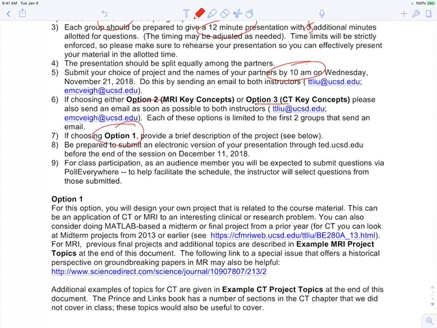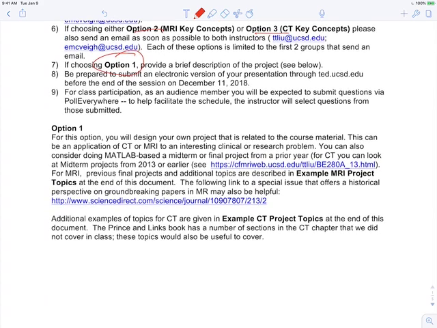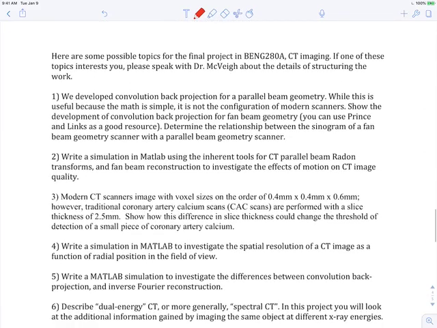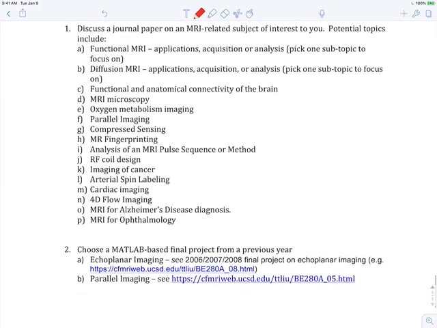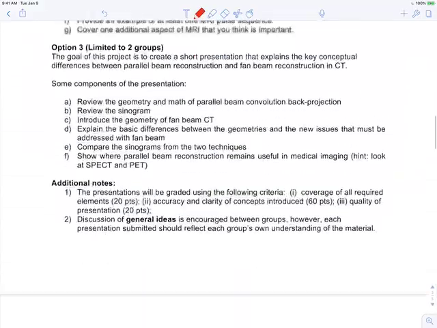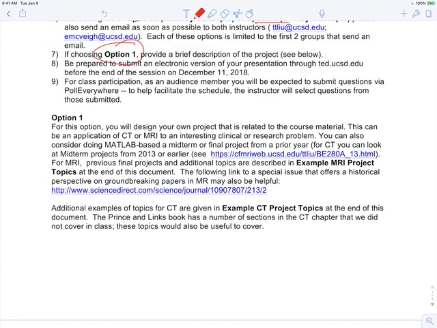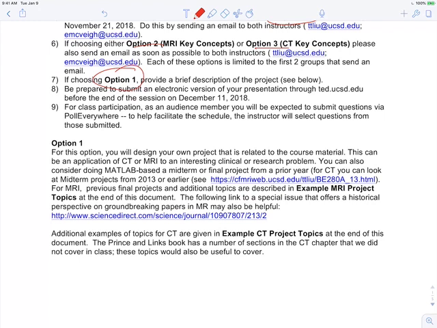Which means most of you will be doing option one, which means do whatever you like. The main thing is that you have to use the concepts from the course. We give some suggestions here. For example, if you go back to the last pages, here are some topics on CT, here are some topics on MRI. You don't have to be limited to those. If you have something you're really interested in, just talk to us. The main thing for option one is we ask you by Wednesday to send us a few sentences describing what you're going to do. Typically, we recommend you have a paper, review the paper, and describe what's in the paper.